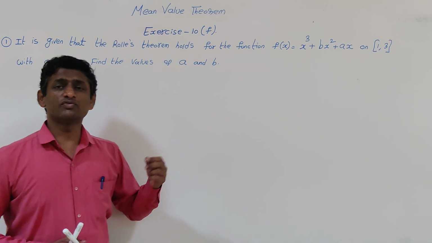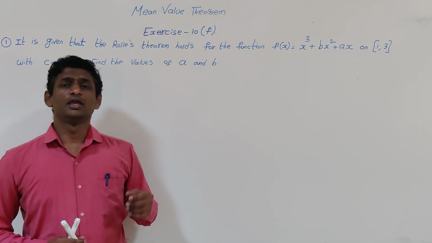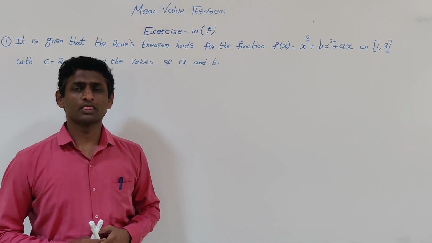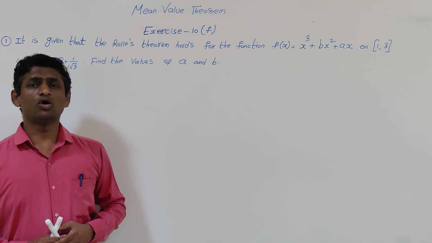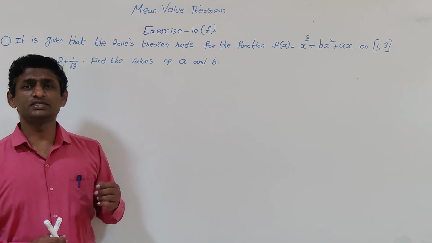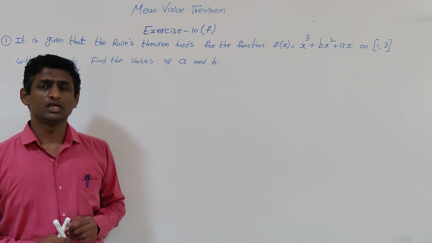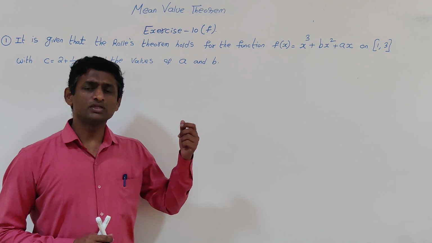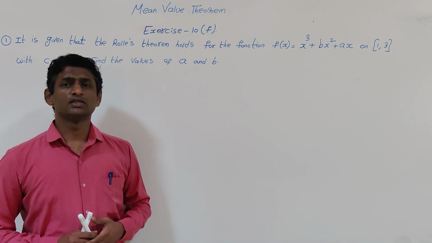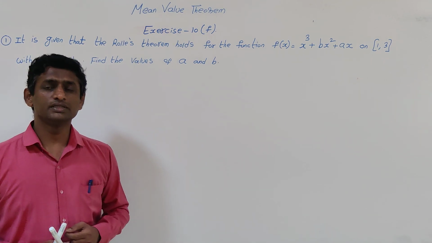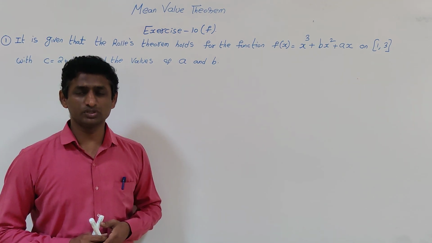So what does the statement of Rolle's theorem say? If a function is continuous on the closed interval a comma b, differentiable on the open interval a comma b, and third, f of a is equal to f of b, if all three conditions are satisfied, then there exists a point c in the open interval a comma b such that f dash of c is equal to 0.